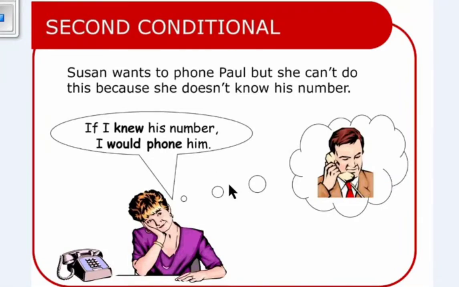Another sentence. Susan wants to phone Paul, but she can't do this because she doesn't know his number. So, if I knew his number, I would phone him. We started with if, knew is in the past, a comma in the middle, would plus the bare infinitive verb phone.